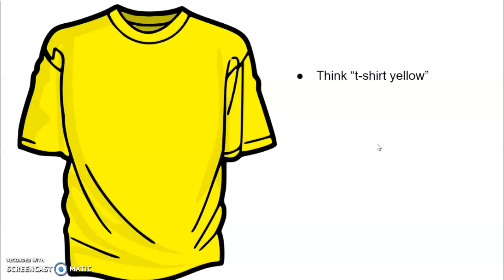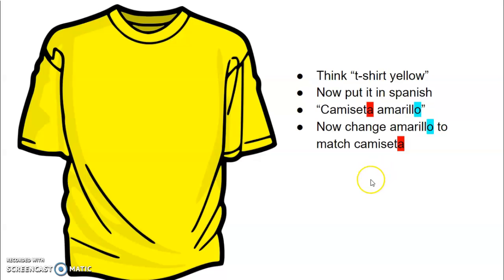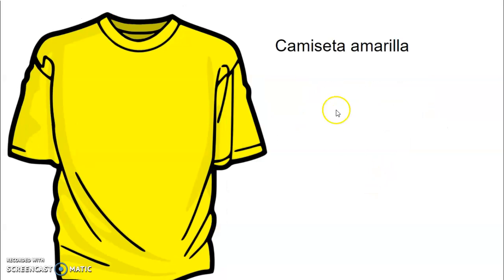So here, think to yourself, t-shirt yellow. Now put it in Spanish. Camiseta amarillo. Now change amarillo to match camiseta. So type in your answer. How do we say yellow t-shirt in Spanish? Camiseta amarilla. So we have a t-shirt yellow, opposite, just like it's supposed to be, and camiseta ends in an A and amarilla ends in an A.